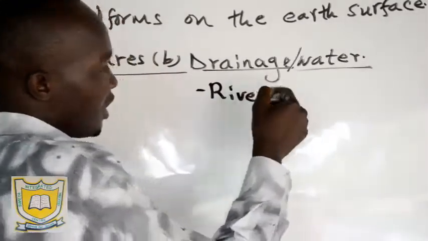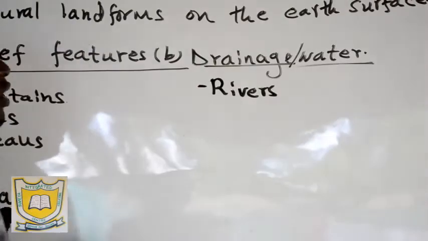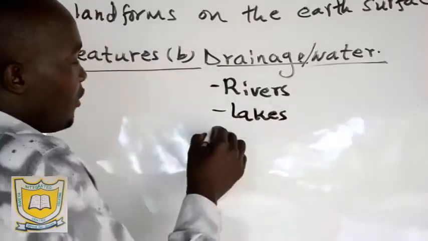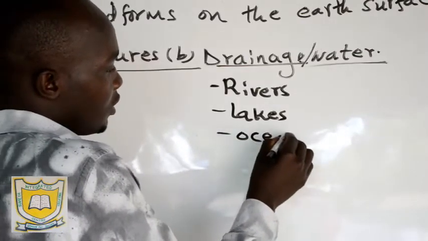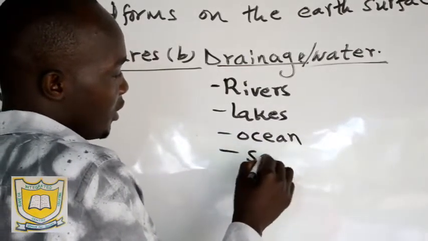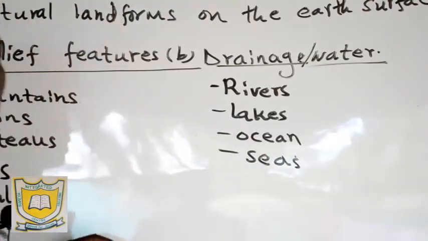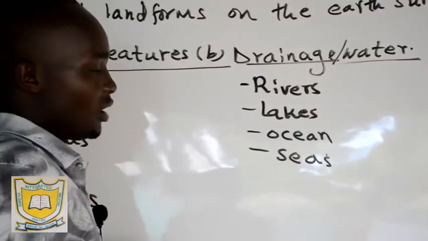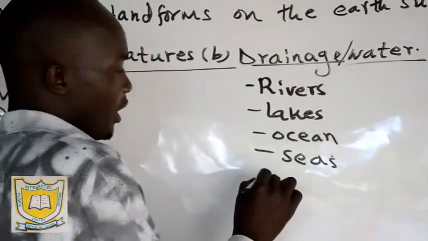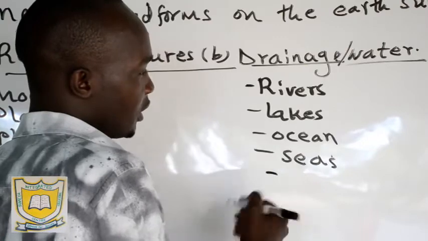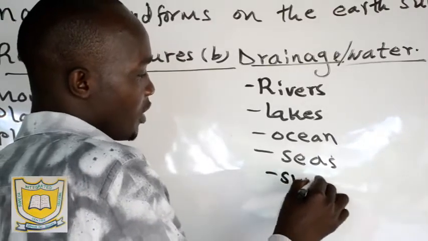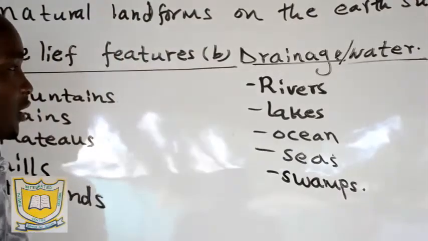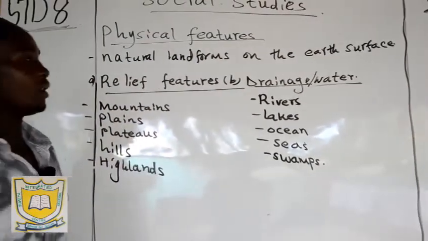Then we have drainage features, which include rivers. As I said initially, drainage means water. So rivers, we have lakes, then we have oceans, we have seas, like the Mediterranean Sea, the Red Sea, the Indian Ocean, the Atlantic Ocean, and so on. Then we also have swamps. So these are the divisions of the drainage features.